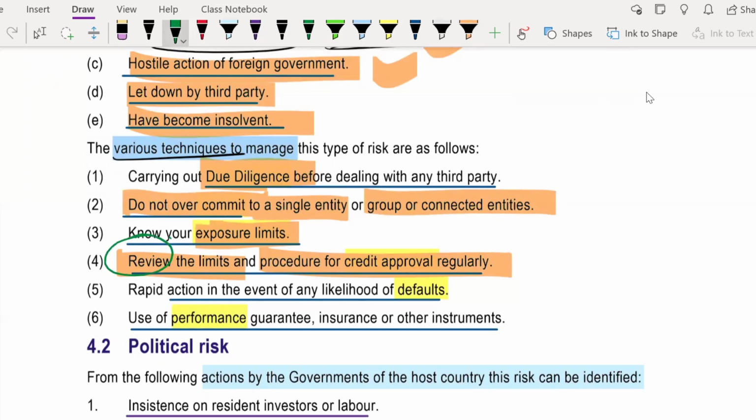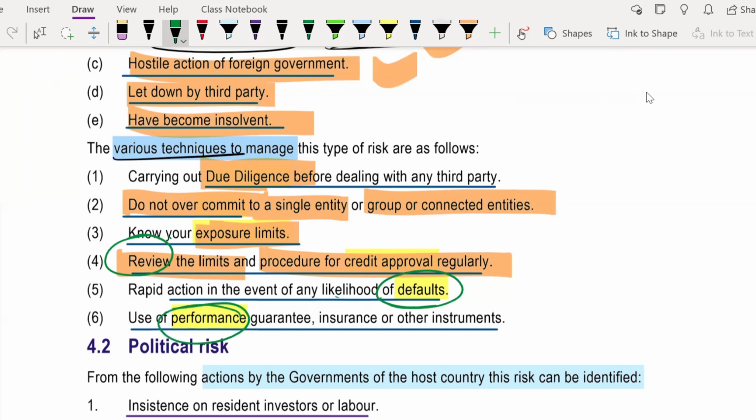Then next is rapid action in the event of any likelihood of default. If the first time itself they make a default, don't wait for the second, third or the 10th time for them to make a default. In the first time itself, take a quick action so that you're able to mitigate your risk.